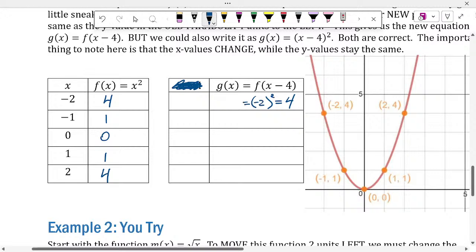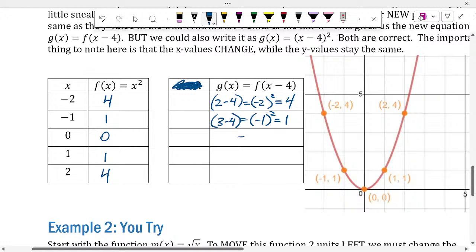The problem is, to get to that, what did I have to do? Well, I had to subtract 4 from something. So what number could I start with so that I will end up squaring negative 2 and getting 4? I could start with 2. Does that make sense? And then here, I need to end up getting negative 1 and squaring that to get 1. What number could I start with so that I would end up with negative 1, given that I have to take 4 away? 3 minus 4 is negative 1.